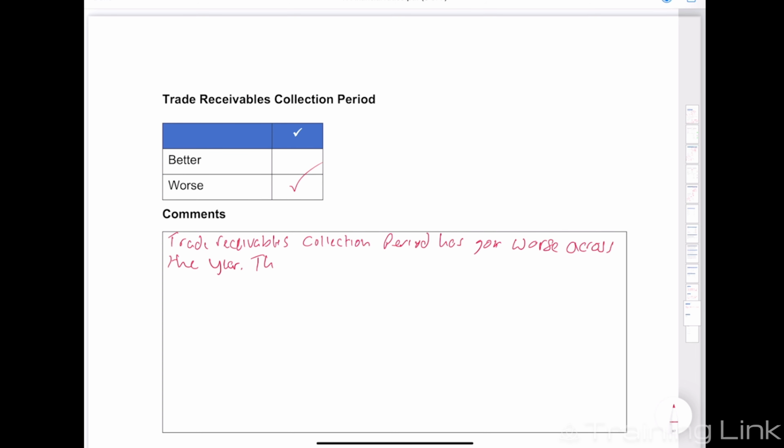This could mean customers are taking longer to pay. So why might that be? So one of the usual reasons why that may be, it's just that we've maybe given too generous credit terms, or that credit control procedures have actually dropped in standard.